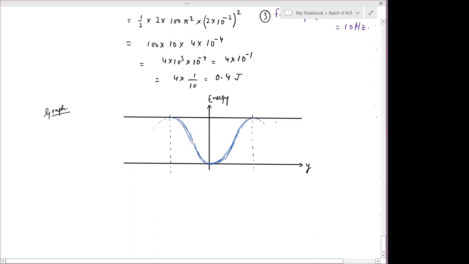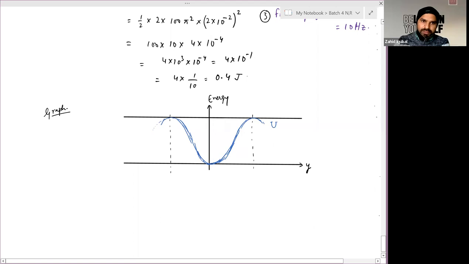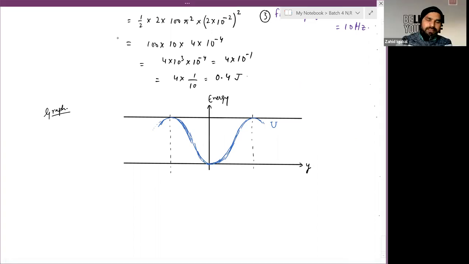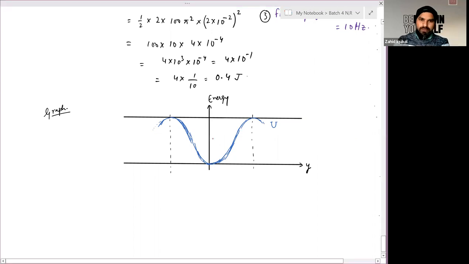So this is a graph of what? Potential energy variation with respect to displacement. Next is for kinetic energy, which is maximum at mean position and minimum at extreme position. So graph related to that part will be like this.